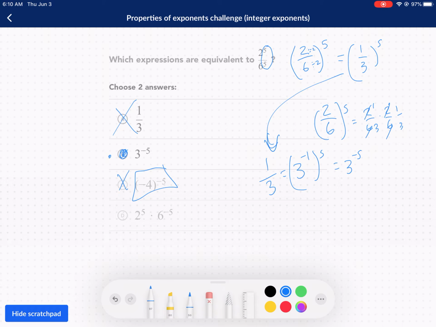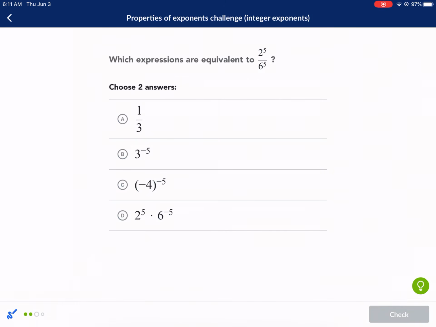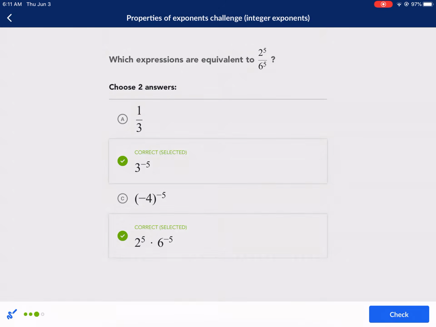So it's got to be D, but why is it D? Well, we have 2 to the 5th times 6 to the negative 5th power. Well, the first thing I'm going to do here is change this so that it has a positive exponent by moving it into the denominator. That's what you can do. This is equal to 1 over 6 to the 5th power. So if you do 2 to the 5th times 1 over 6 to the 5th, this is what you get, and that's what we started with. So B and D are our answers this time.